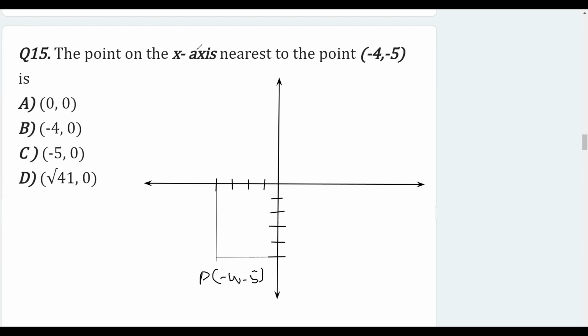So we have to determine a point on the x-axis. If I look for the point from here, you can see that these are the different distances. And the shortest distance is this only, which is the perpendicular distance. So what is the coordinate of this point? Has to be -4, 0, as it lies on the x-axis. So therefore, the correct answer is going to be -4, 0. That is option B.